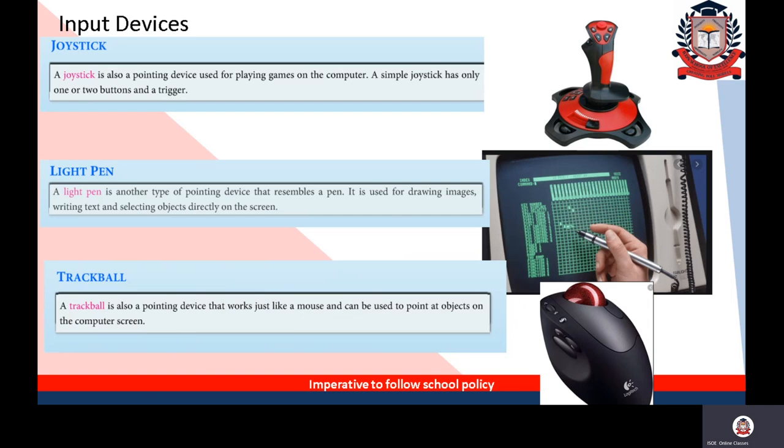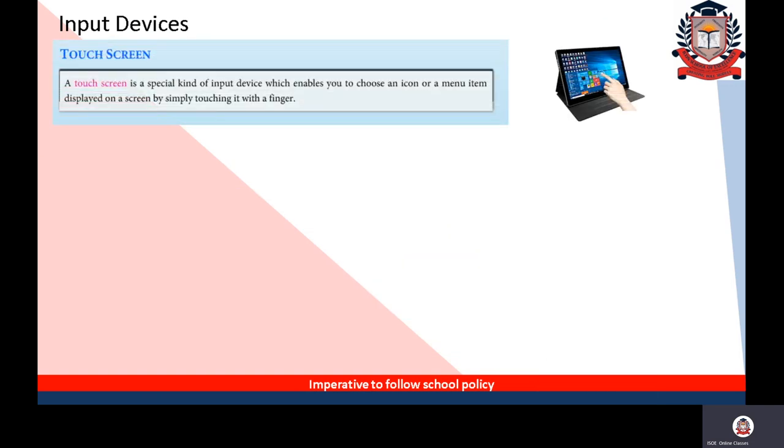Okay, let's go through more input devices. What are those? Touch screen. Nowadays everyone says touch screen, right? You're using a mobile phone which is a touch screen, and you're using tablets which are also touch screens. Whatever you want to do, you can touch it. Wherever you want, you will just touch instead of clicking on it. That is why it is called touch. A touch screen is a special kind of input device which enables you to choose an icon or a menu item displayed on a screen by simply touching it with a finger. That is why it is called a touch screen.